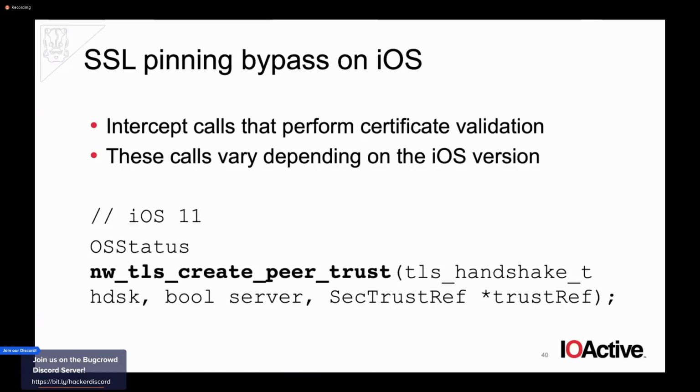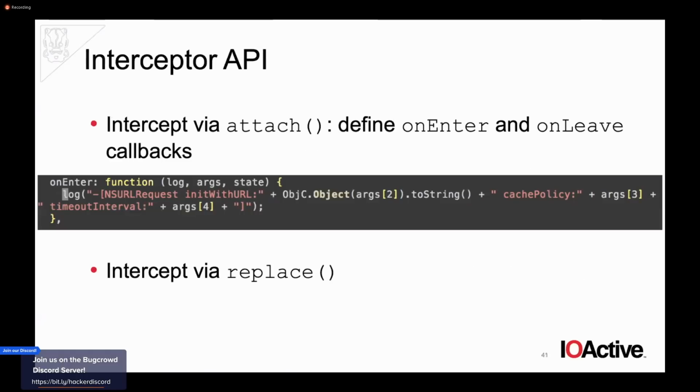But on iOS 11, in this example, we want to target a function called nw_tls_create_peer_trust. And it's nice that there's really only one function that we have to intercept and short circuit in order to bypass this. To do this, we can use the Interceptor API in Frida. And there are two main ways we can do that. One is via attach, where we define an onEnter and onLeave callback.